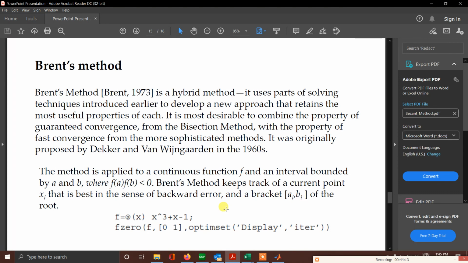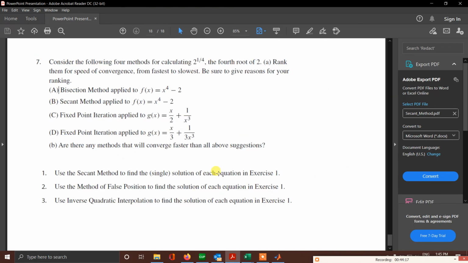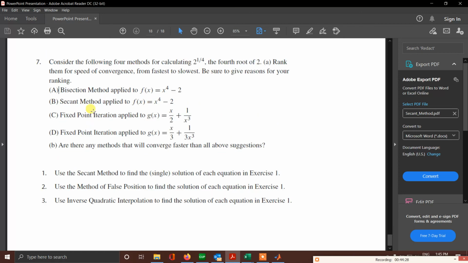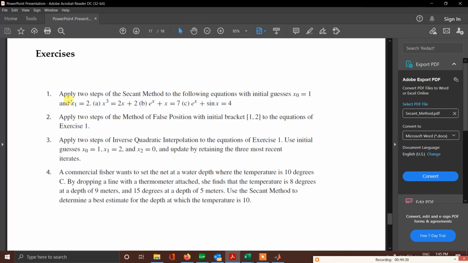So rank them for the speed of convergence from the fastest to the slowest. So this is how many iterations you use for this one, how many iterations for this one, how many iterations for this one, and then you have to rank them. You have to use all the methods that we already have. So we have the 4 methods: the bisection, the secant method, the fixed point iteration. And then you can say, are there any methods that will converge faster than all the above suggestions?